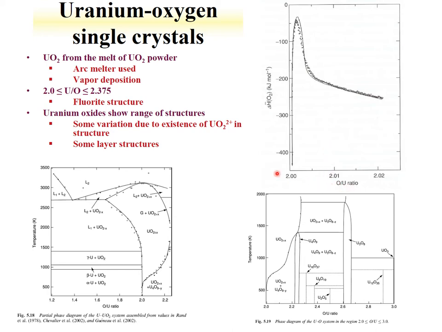And one of the ways of measuring that ratio is by looking at something like this thermodynamic data here, the Gibbs free energy as a function of the oxygen to uranium ratio. If one takes material and evaluates the enthalpy, not the Gibbs free energy, the enthalpy of the system, one can determine the oxygen to uranium ratio from this.